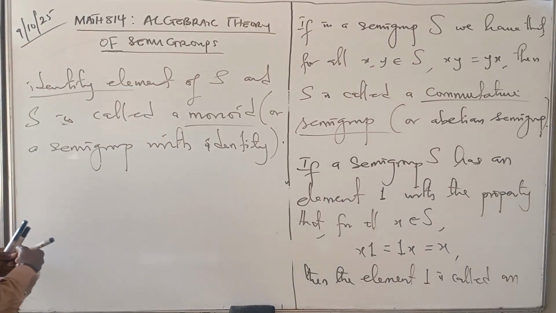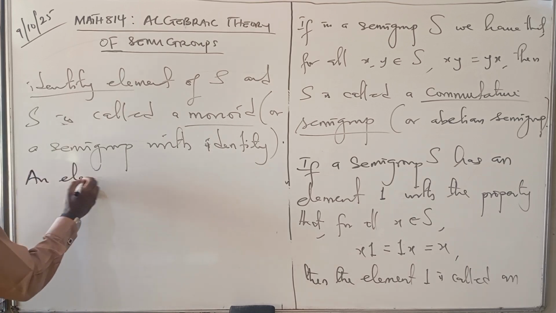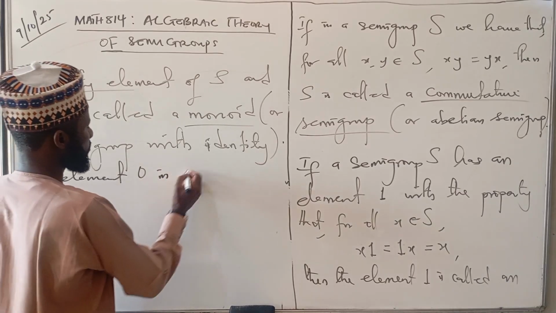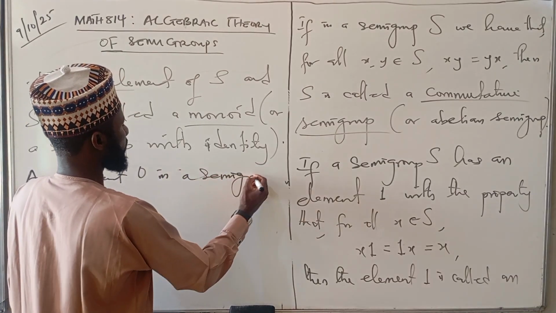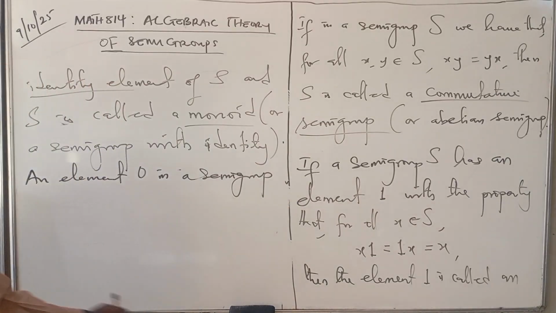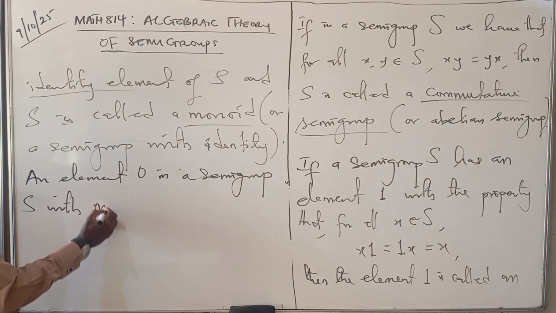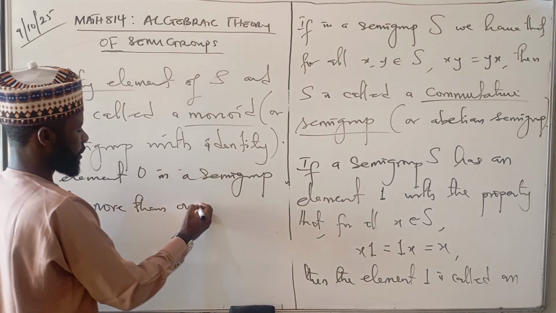All right. So an element 0 in a semigroup. I want to define the zero element, in a semigroup S with more than one element.